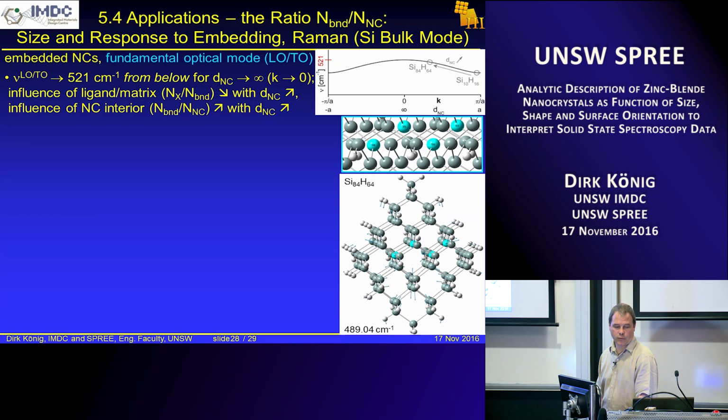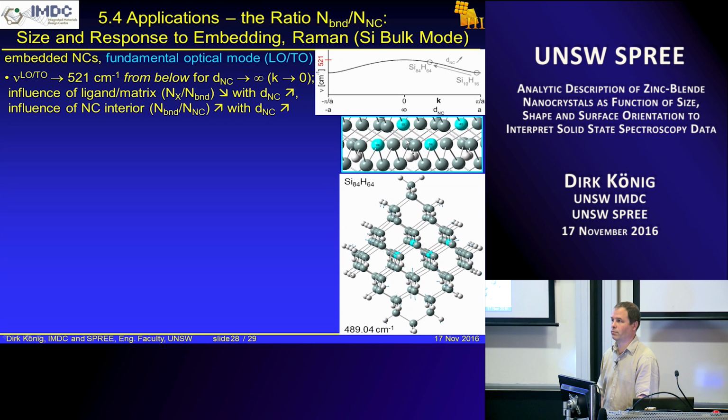But I think it's quite instructive, if you do Raman measurements, that you really know how these derivations look like. You can see the same atoms here actually in the silicon 84. So 1.5 nanometer nanocrystal.